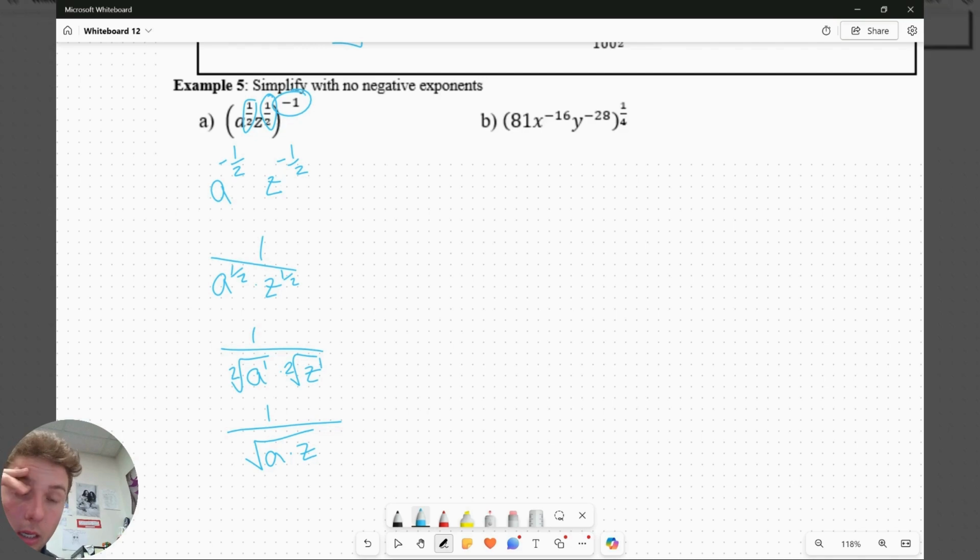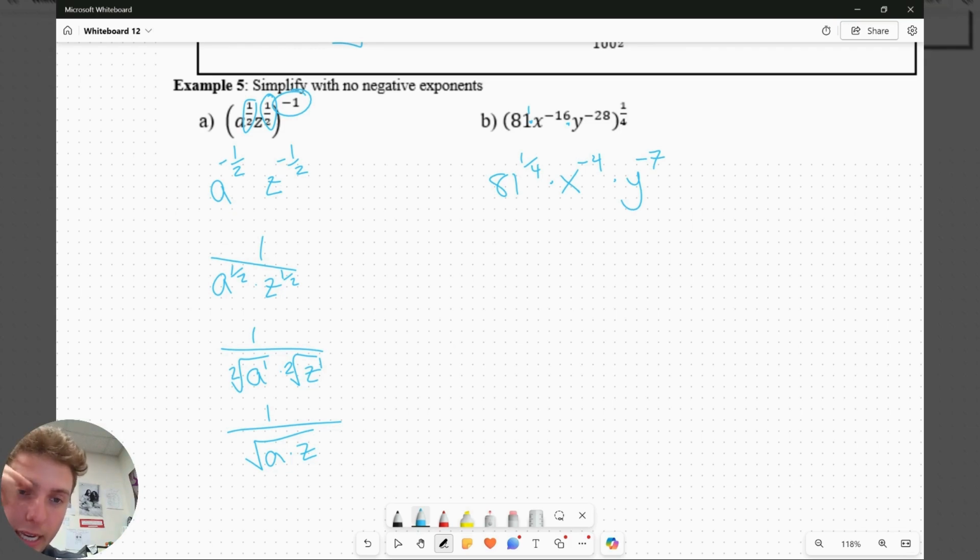Looking at B, okay, I have the exponent on the outside again. Maybe I use that. X and Y and 81 are all multiplying together. So each of these things have their own exponent. The 81 has an exponent of 1 technically. So if I multiply that with 1/4, I get 81 raised to the 1/4. If I take my exponent with the x and multiply that with 1/4, I get -4. Same idea with the y. Multiply 1/4 and -28.